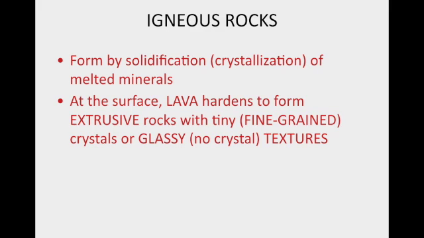It's where they form. So at the surface, so like above the ground, melted rock is called lava. And so when the lava hardens above the ground, we get extrusive igneous rocks. Extrusive igneous rocks usually are fine grain because they have small crystals or even no crystals that give them like a glassy texture. That's extrusive igneous rocks.